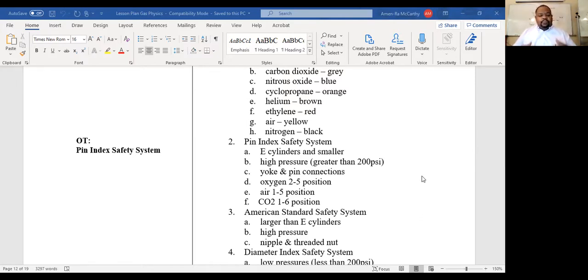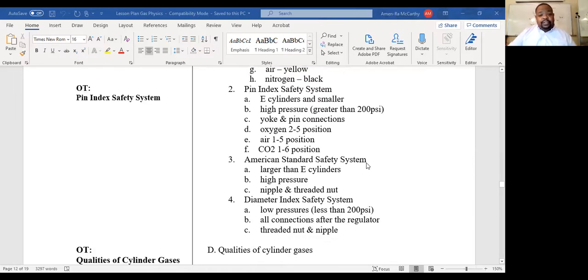Now, the PIN index safety system is made so that I don't put the wrong regulator on the wrong E-tank. The position for oxygen is 2 and 5. There's an air regulator that goes on the air tanks, which is at 1 and 5, so it will only fit on a medical air cylinder. And the CO2 regulator, with its positions 1 and 6, only fits the CO2 cylinder. I couldn't put a 1 and 6 on a 2 and 5 oxygen. It won't fit. So those are two safety systems that help me not put the wrong gas into the wrong patient's body.